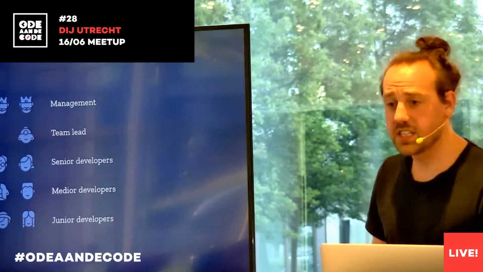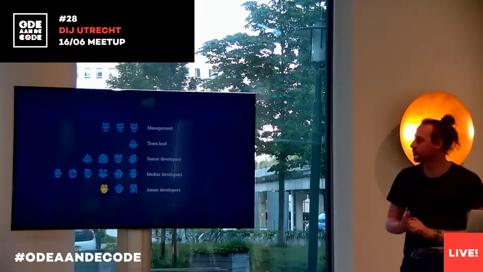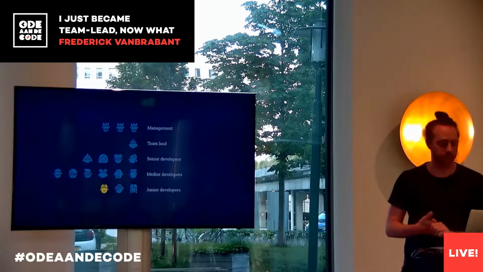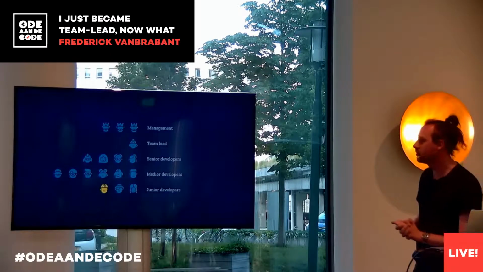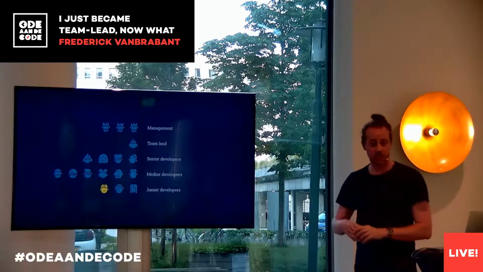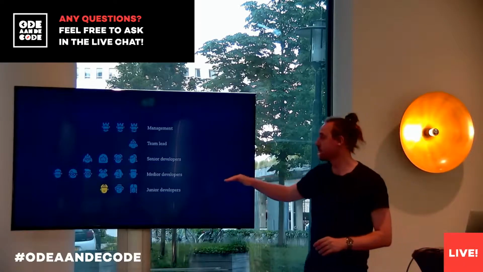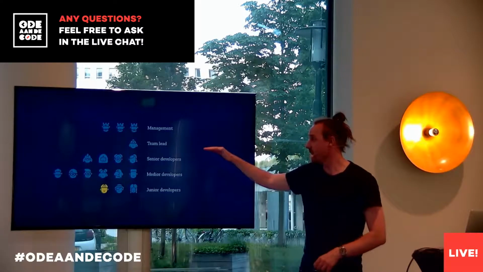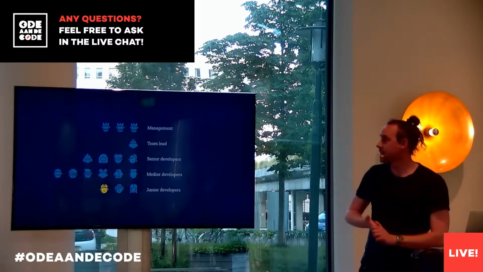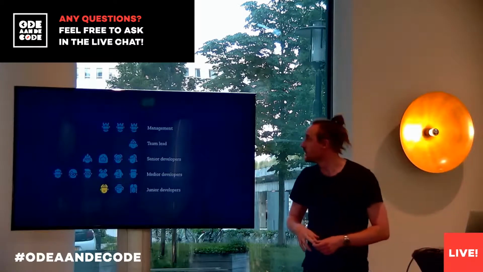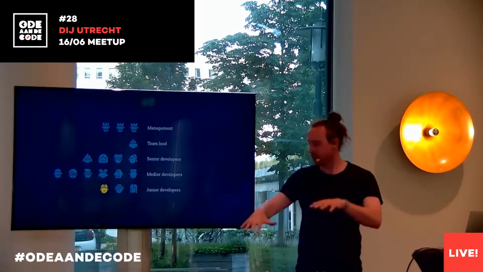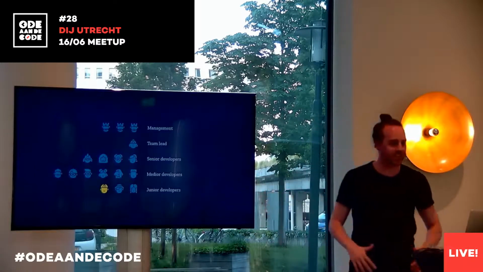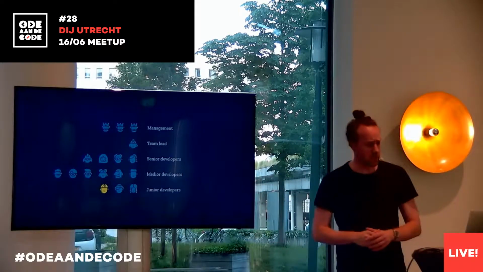First of all, this might look pretty familiar to a lot of people here. This is what most people think that a software team looks like. So you have your junior developers, your medior developers, senior developers, a team lead, and then you have the kings and queens of the castle, who are puppet mastering all these things. So let's maybe open it up a bit.